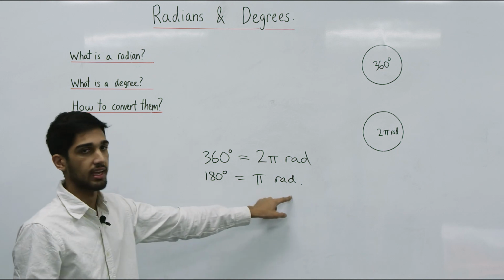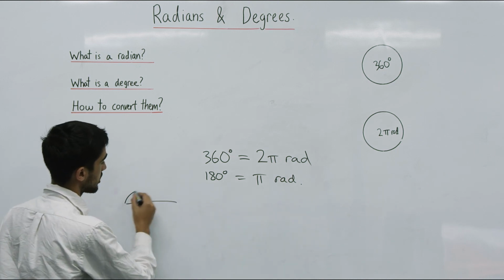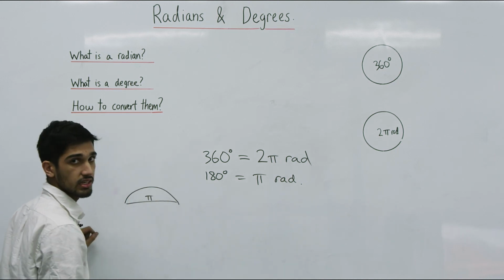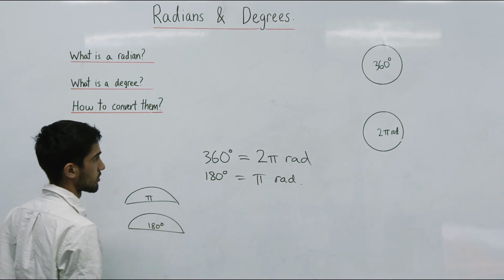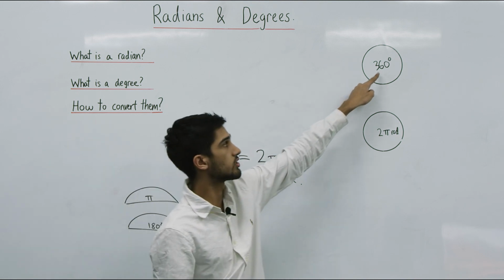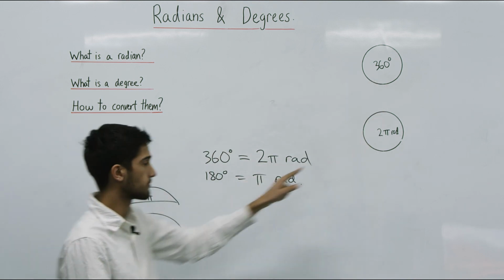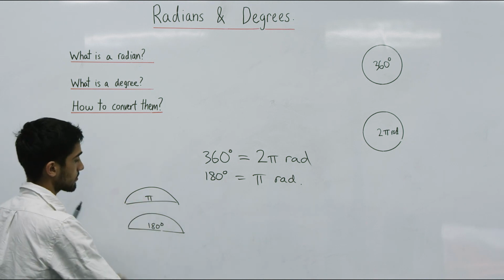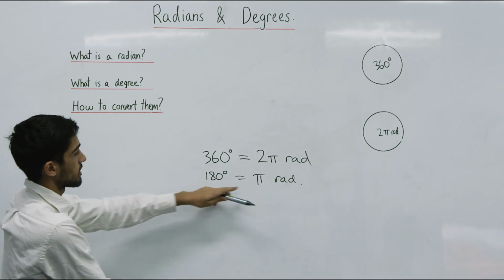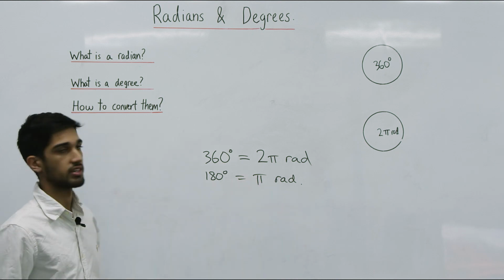And it's exactly like I illustrated before. When we had our half circle, we had pi radians here, and we know that half a circle is the same as 180 degrees. Just like 360 degrees is equal to 2 pi radians, 180 degrees is equal to pi radians. So from this basis, we can now find how to convert between radians and degrees.